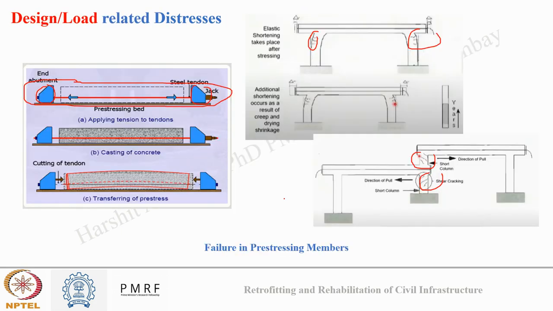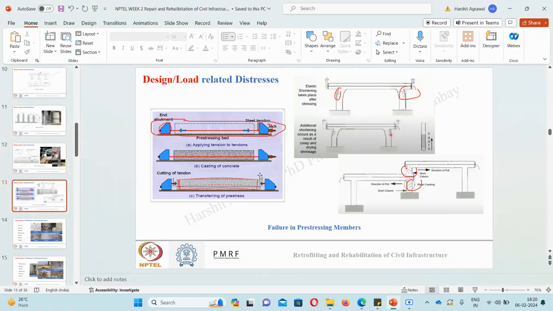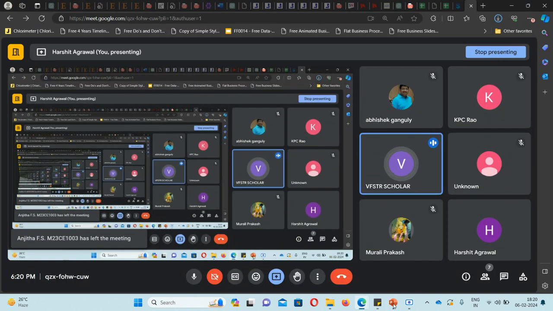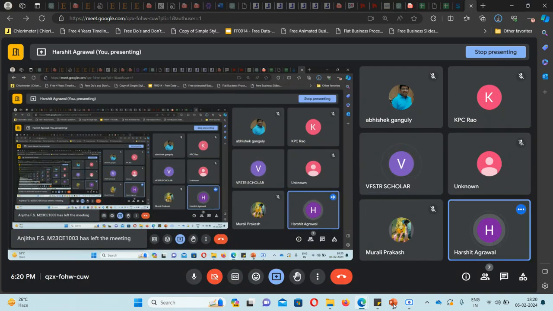Okay, so this was all about load associated distresses, why they occur, how different members experience distresses, and how they can be prevented. Any doubts in the discussion till here? No, sir. Okay, so we will proceed ahead then.